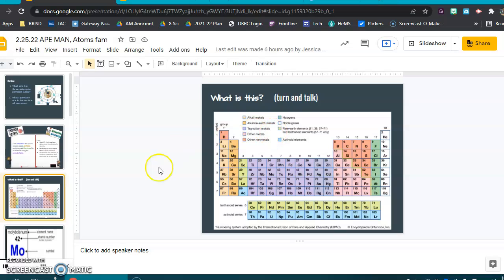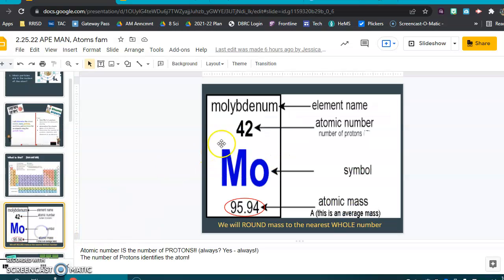The next thing is we're going to focus on one element here, okay, molybdenum. So this is what you'll find here in the box. Every box will have this. It will have the element's name, its atomic number, which is the number of protons the element contains, and the symbol. Now, the symbols are pretty specific.